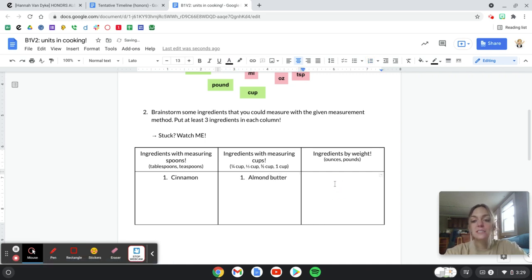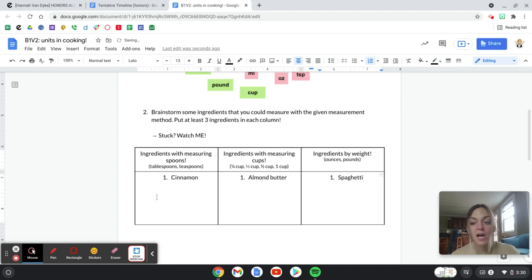And then ingredients by weight, ounces, or pounds. So something that we may not think about typically is like pasta. Usually if you're reading a recipe, it'll say add 16 ounces of pasta or something like that. We don't measure pasta typically. I'm thinking like spaghetti noodles. We wouldn't measure that with measuring cups, and we wouldn't measure that with measuring spoons because that just wouldn't make sense. So I'm going to say here, spaghetti.